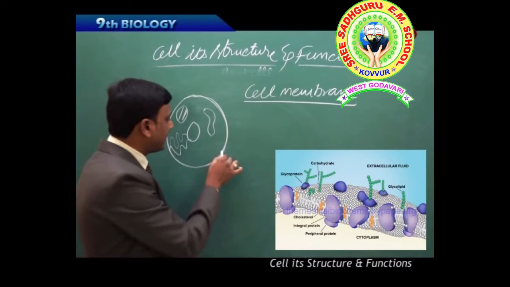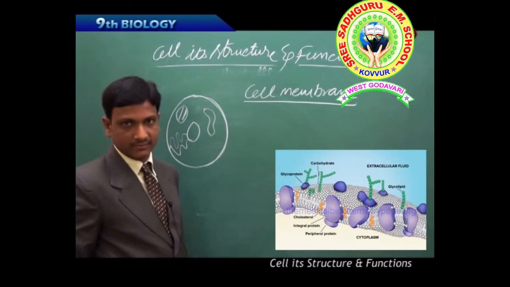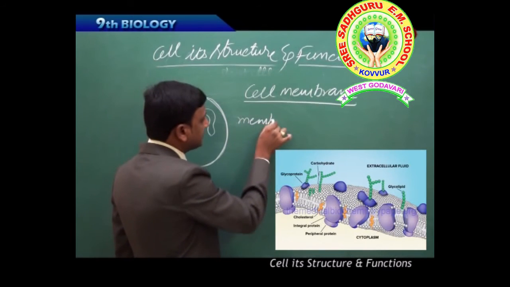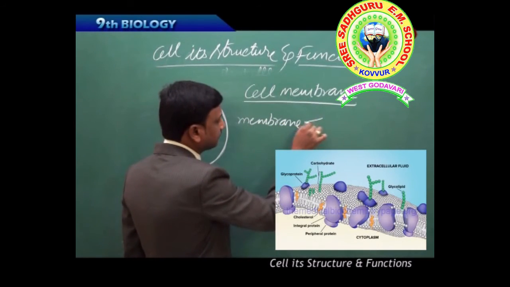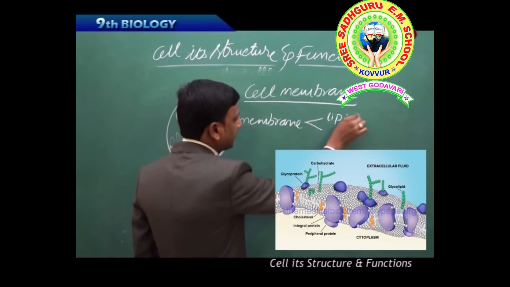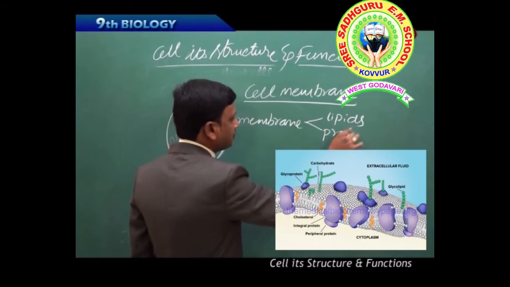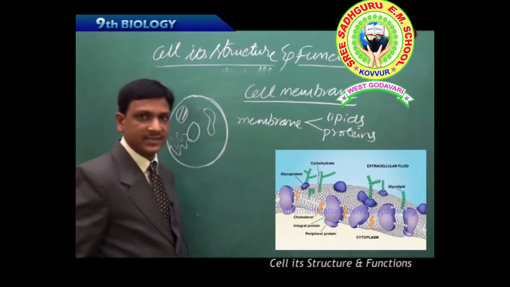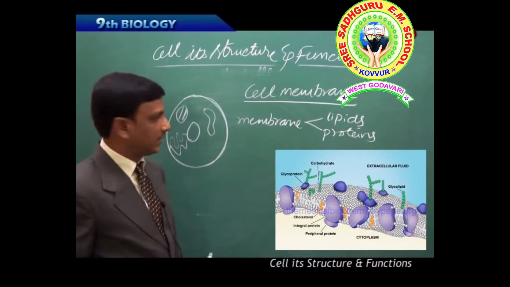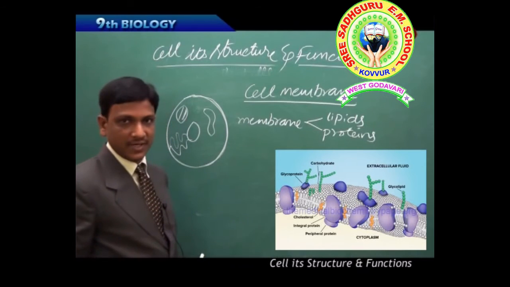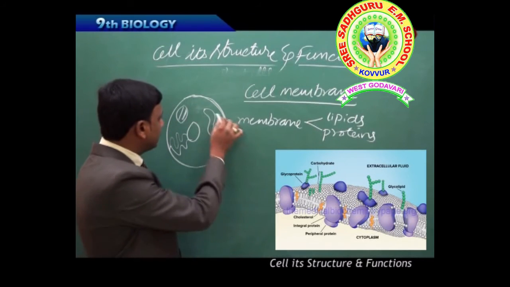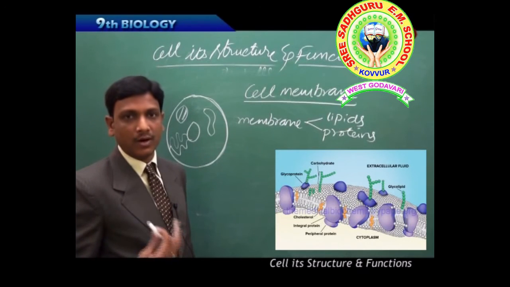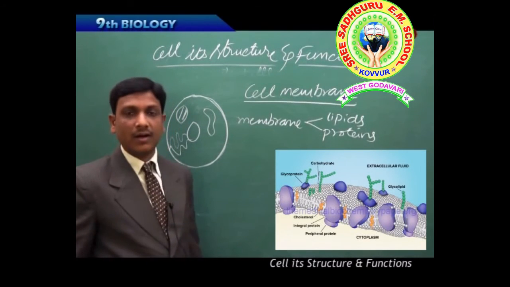The cell membrane is a very thin and flexible layer. This thin flexible membrane is made up of lipids, that is the fats, and proteins. So these are the materials by which the cell membrane is made. Now, what is the function of the cell membrane? The cell membrane gives a shape to the cell. A cell has a specific shape, like oval, spherical or cylindrical.